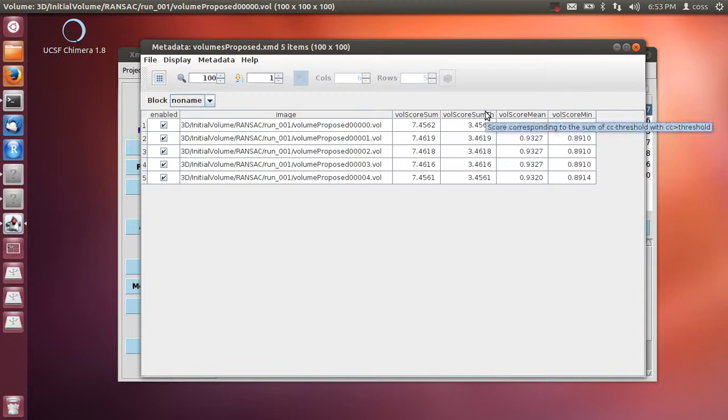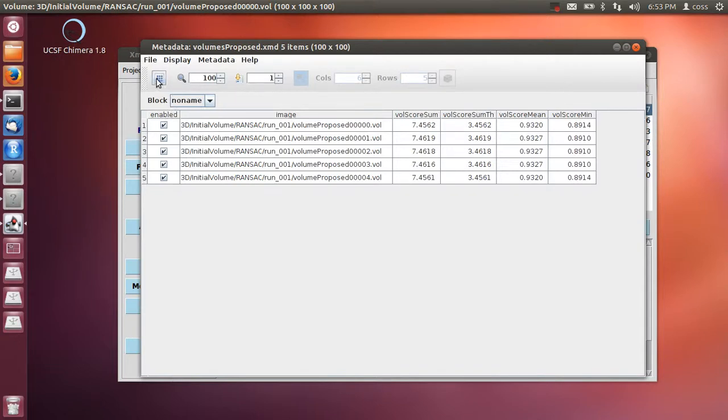Do you remember that we set a threshold for being an inlier or not? If you take the correlation, you subtract the threshold, and then you sum all of those values, you would have this 3.4. And then you may think that a volume is as good as the worst image assigned to it is. So you take the worst inlier and you look at what is its cross correlation. The worst inlier for all volumes had a cross correlation of 0.89. That is pretty high.